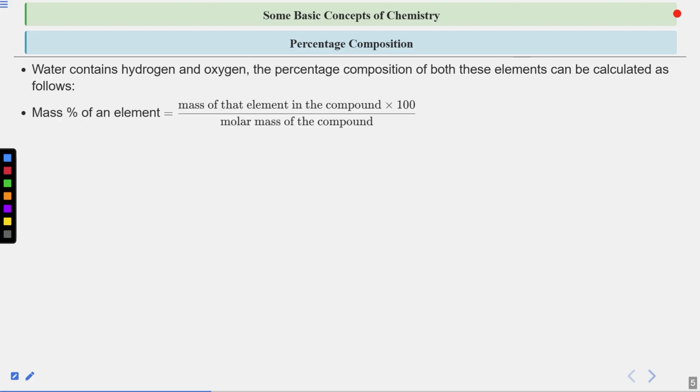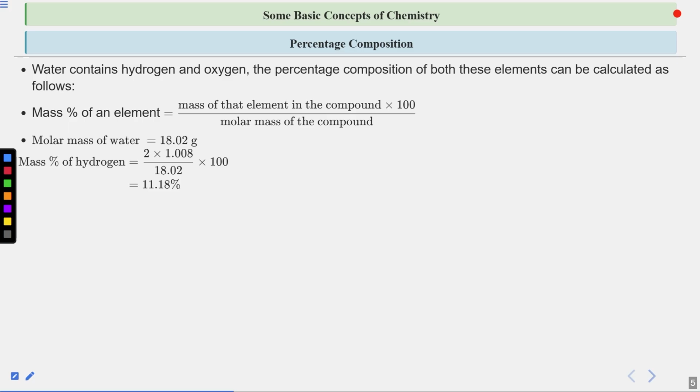It's very simple. We take the mass of that element in the compound divided by the molar mass of the compound into 100. Now, let us try to understand this formula with the help of an example. We know that the molar mass of water is 18.02 gram. Then what will be the mass percentage of hydrogen?